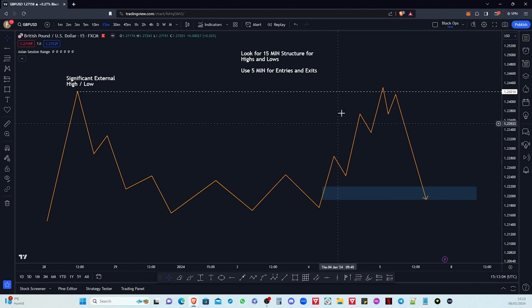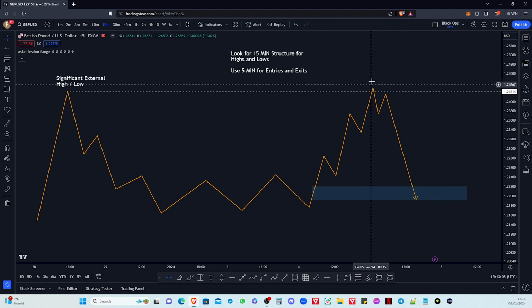When it comes to your entry, what do you want to be doing? So when price comes into this area, you're going to be looking for one thing and one thing only, which is get the raid, price pushes away, you get a market structure shift, and then you're going to enter off a fair value gap.